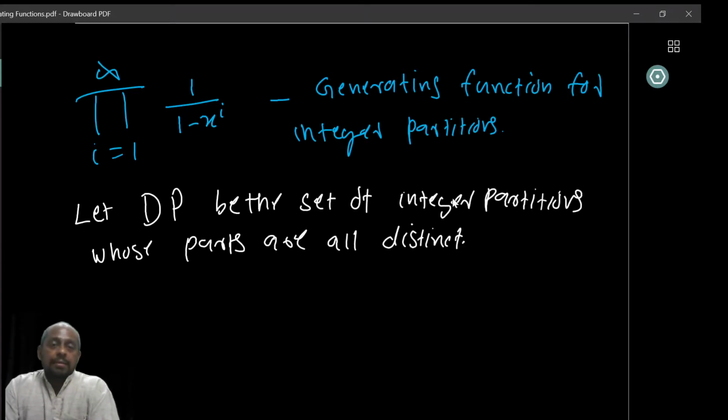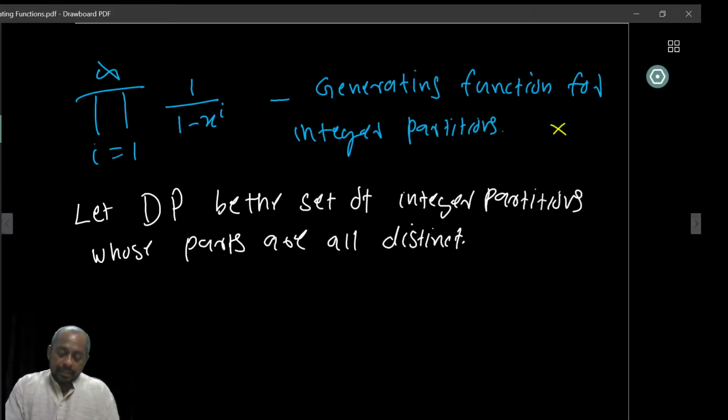So if you remember, we already said that the product over i equal to 1 to infinity of 1 by 1 minus x raised to i is the generating function for the integer partitions, right? The number of all partitions of an integer. So that sequence p of n was counted by this series, right? Now this we proved in the class.